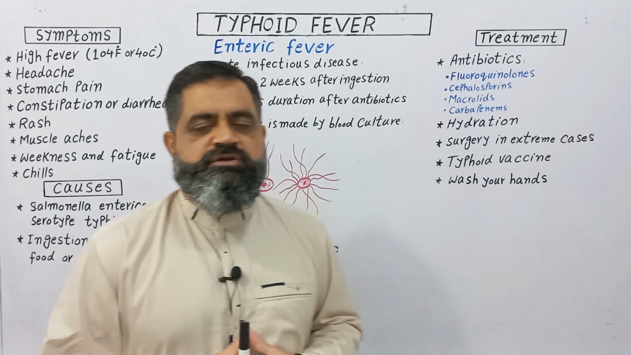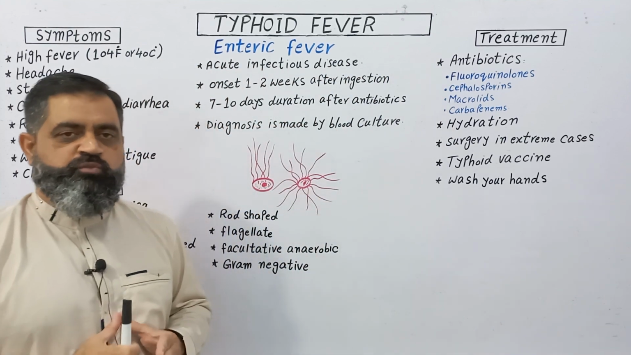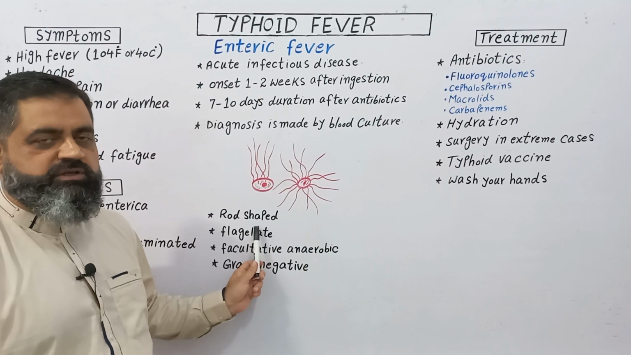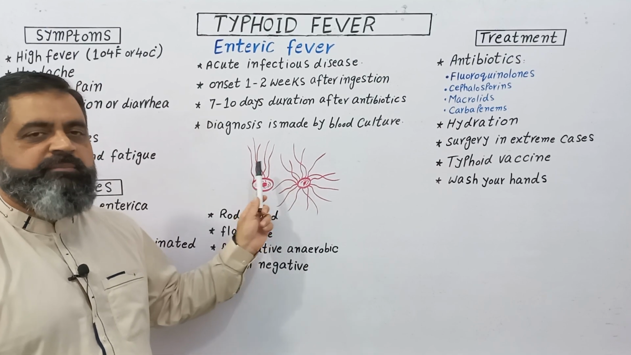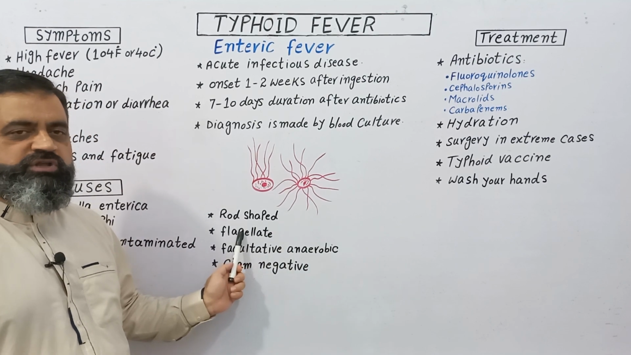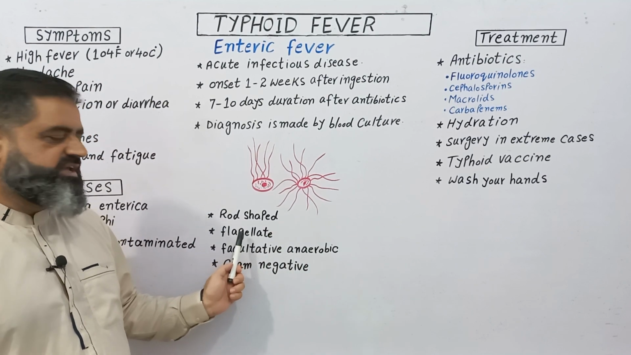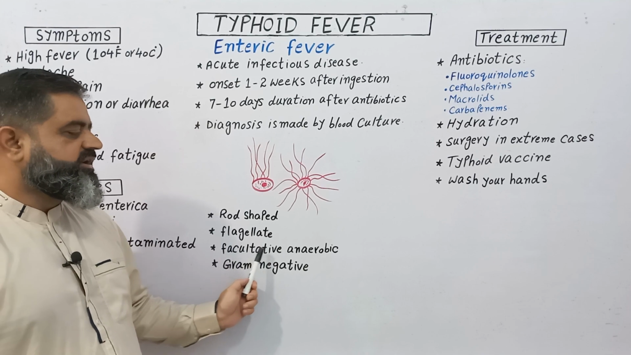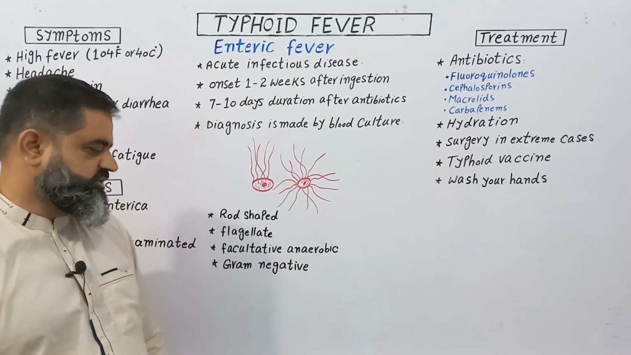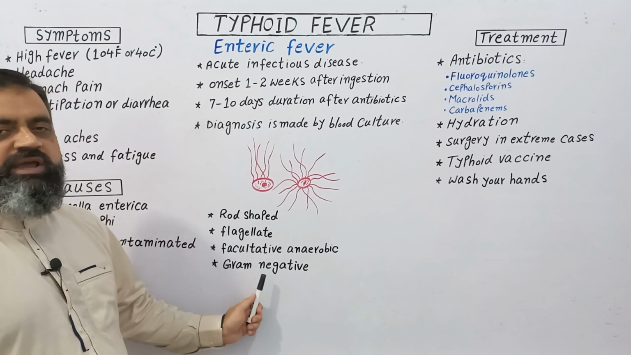If we look at the structure of Salmonella bacterium, it is usually a rod-shaped bacterium which contains many hair-like appendages known as flagella on its body. So this bacterium is flagellate and it is a facultative anaerobe. It means it can survive without the presence of oxygen, and it is a gram-negative bacterium.